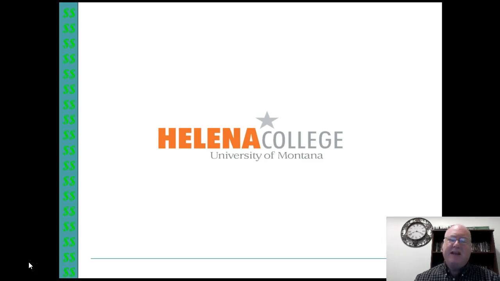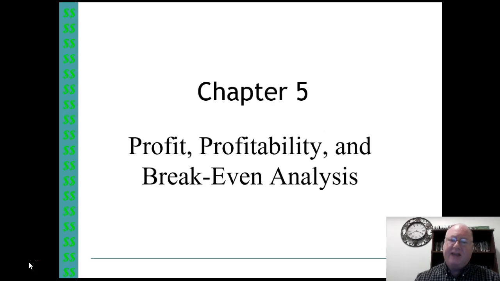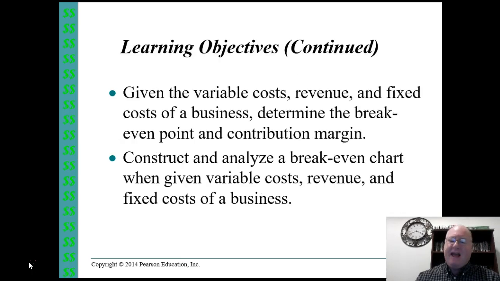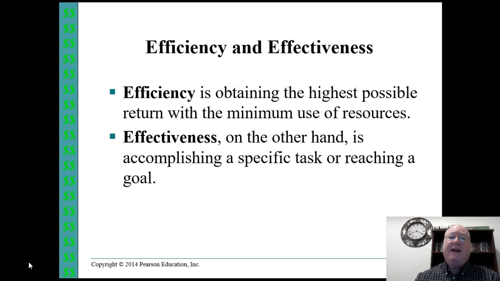But the first definition that you should understand, the difference between the two, is the difference between efficiency and effectiveness. Efficiency is obtaining the highest possible return with the minimum use of resources, while effectiveness, on the other hand, just talks about accomplishing a specific task or reaching a goal. Let me give you an example of efficiency.